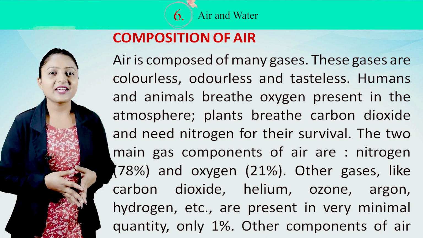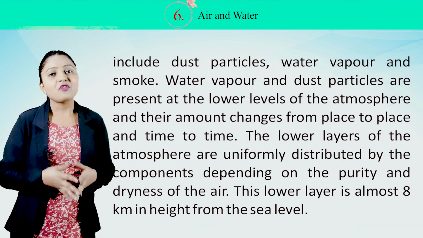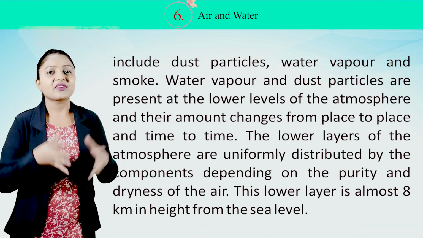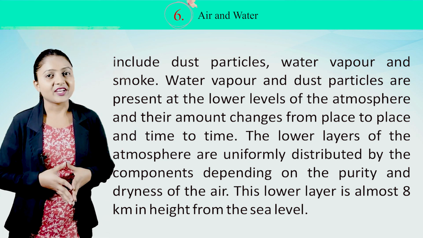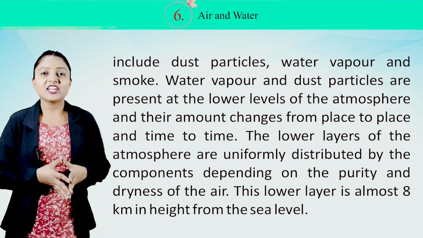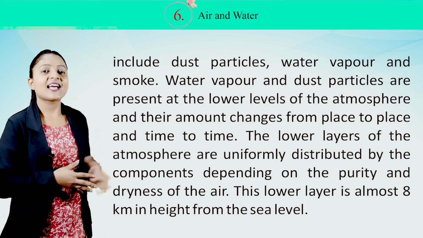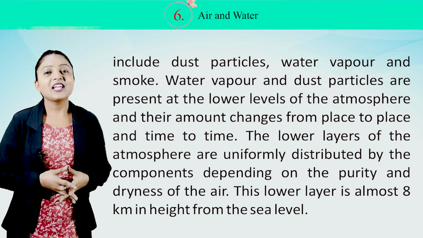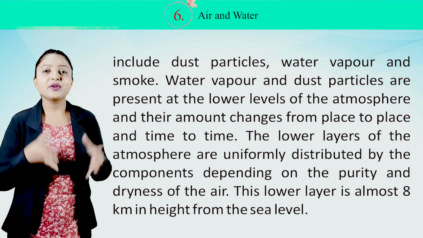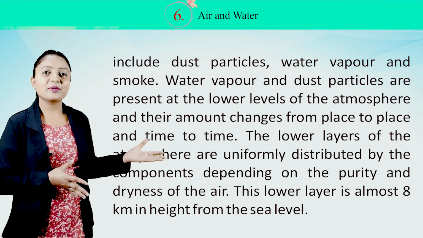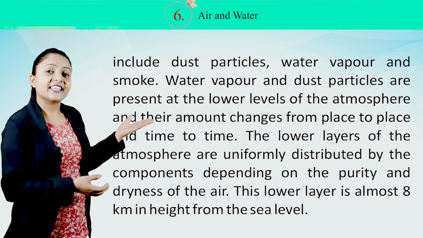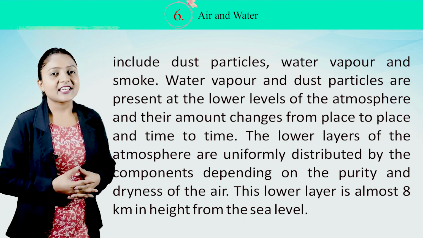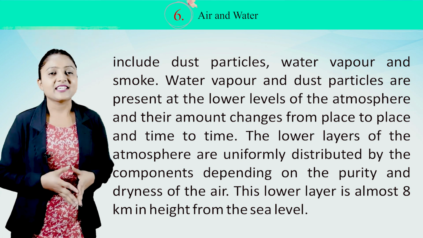Other components of air include dust particles, water vapor, and smoke. Water vapor and dust particles are present at the lower levels of the atmosphere, and their amount changes from place to place and time to time. The lower layers of the atmosphere are uniformly distributed by the components depending on the purity and dryness of the air. This lower layer is almost 8 km in height from the sea level.